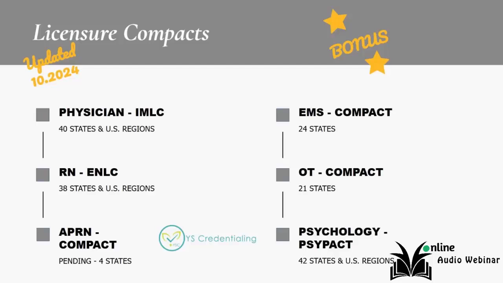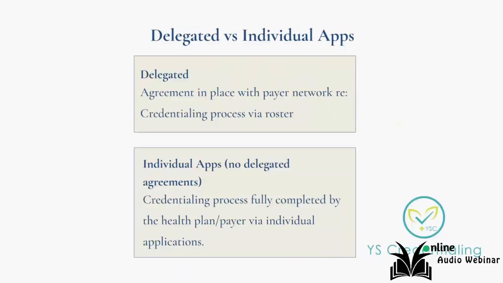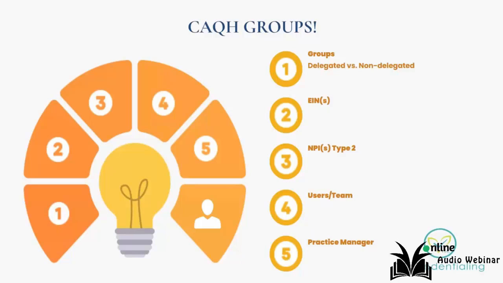So let's talk a little bit about the licensure compacts. Again, this is a 103 session, so we have a lot more info. Review, attest, and maintain. So easy to have your system calculate this. If you don't have a system that calculates this, then your Excel sheet can do it very easily. It's a super checklist. So you can use it whether you have delegated agreements or individual. So the way that it works is you'll complete that group's profile, understanding that whether you're delegated or non-delegated, you can be using the groups.